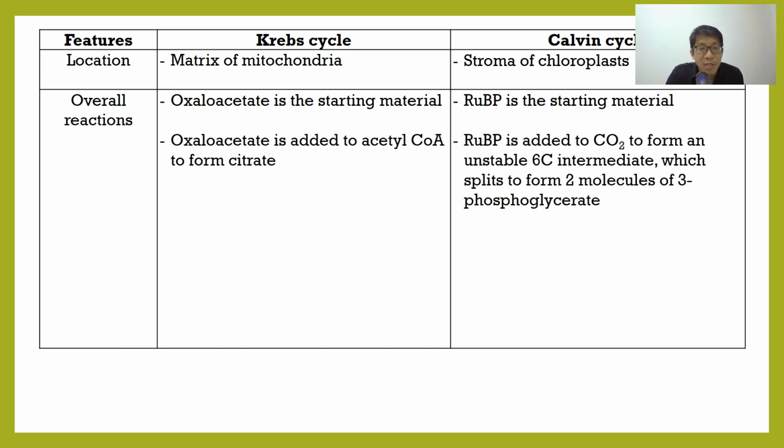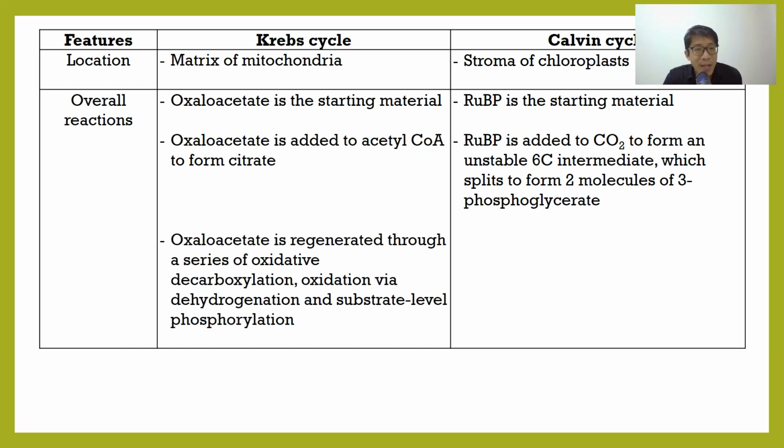Oxaloacetate forms citrate with acetyl-CoA, while RuBP forms this unstable 6-carbon intermediate with carbon dioxide, which quite immediately gets split into 2 molecules of GP or PGA. And we can also compare the regeneration of the starting material.